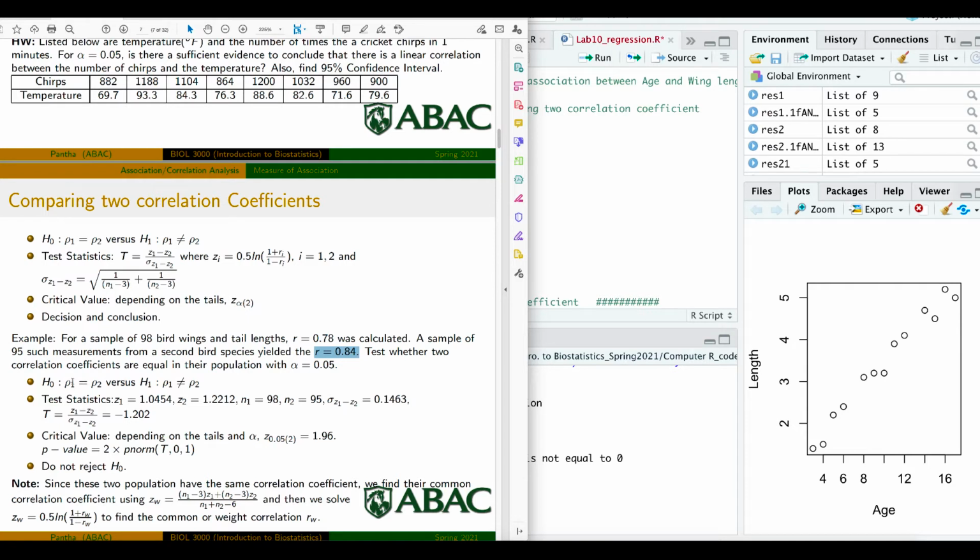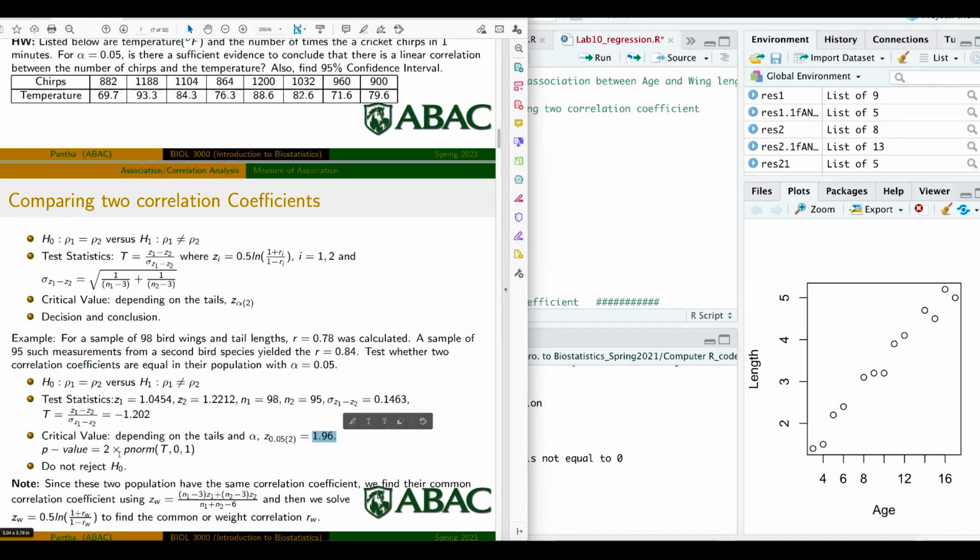So the H0 is rho 1 equals rho 2 versus rho 1 not equal to rho 2. Test value: G1 is 1.0454, you use that, and then G2 is that. N1 is 98, N2 is 95, sigma is 0.1. Just use that formula, right? So the test value is negative 1.202. Now the critical value for 0.05 and a two-tailed test will be 1.96.